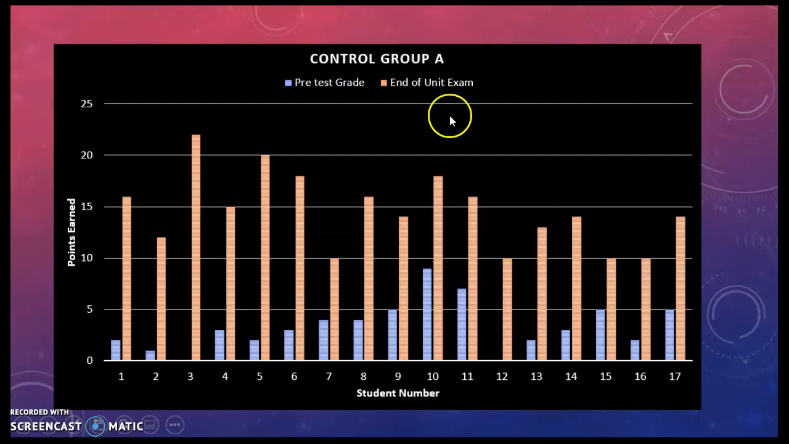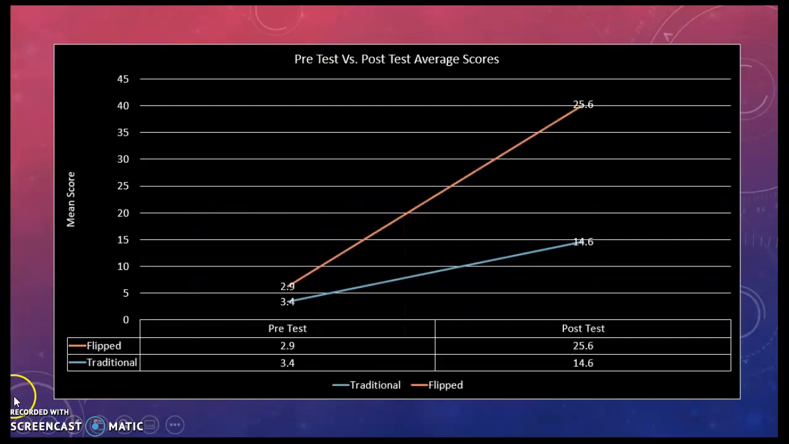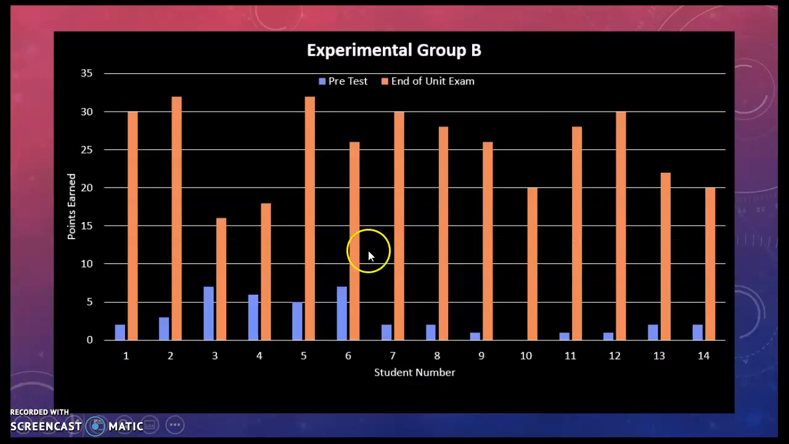So here's our graph of the control group. This is periods 1 and 3. You can see their pre-test scores, which are the purple, and then their post-test or end of the unit exam is going to be in orange. So you can see there's marked improvement, just vast improvement here, and that's double. And here's the experimental group.